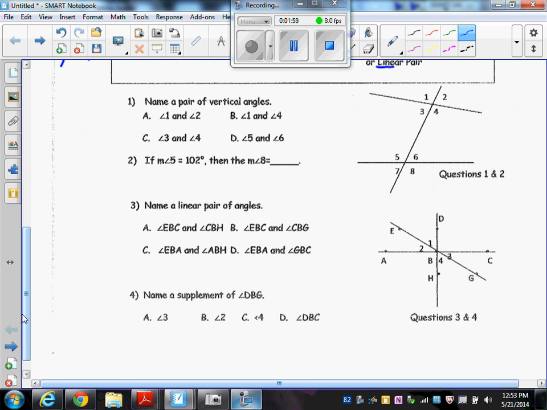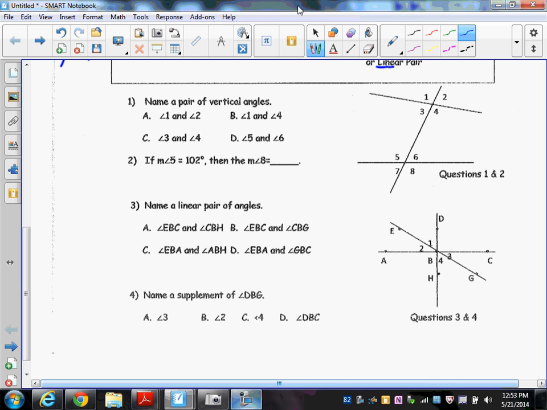Questions 1 and 2 deal with vertical angles. Let's get started with those. Question 1 asks us to name a pair of vertical angles. The correct answer is going to be B, angles 1 and 4. They're opposite corners.